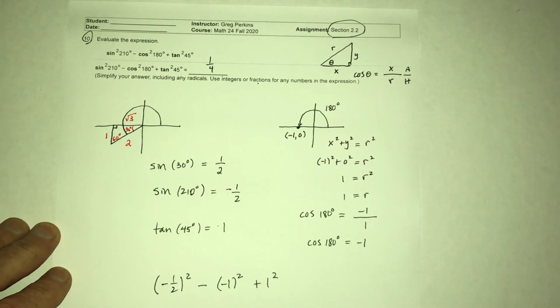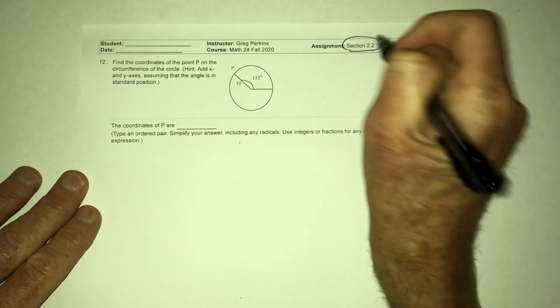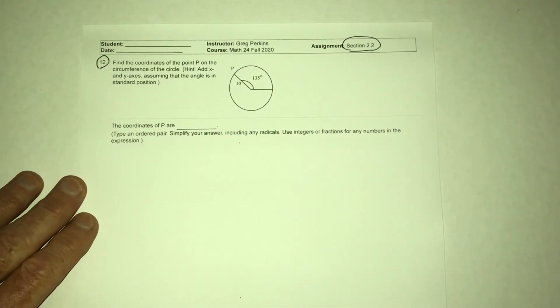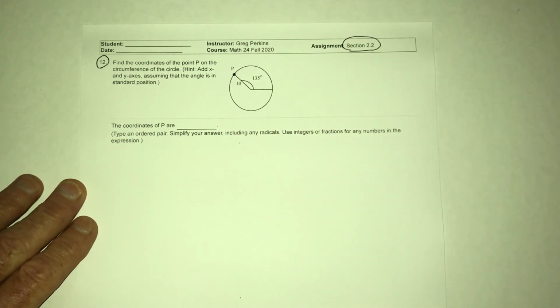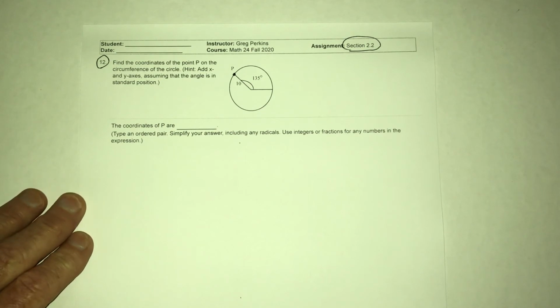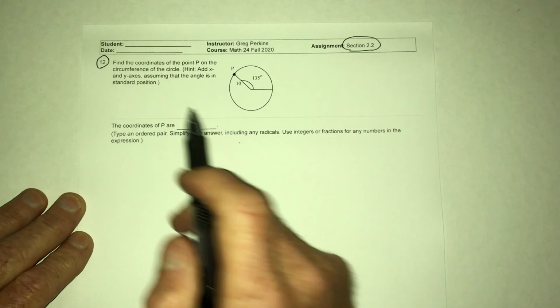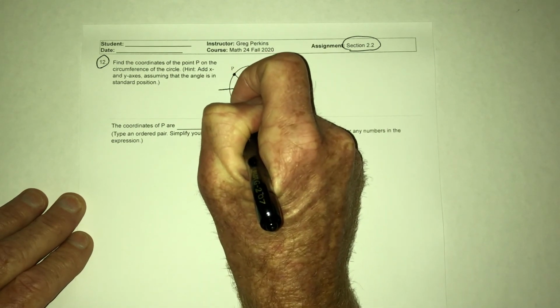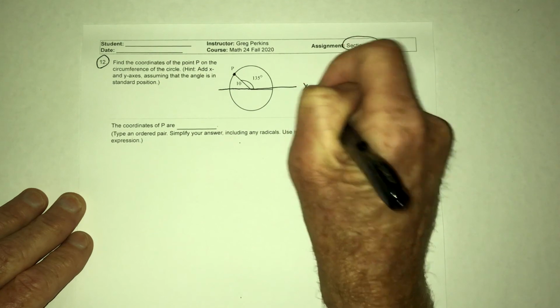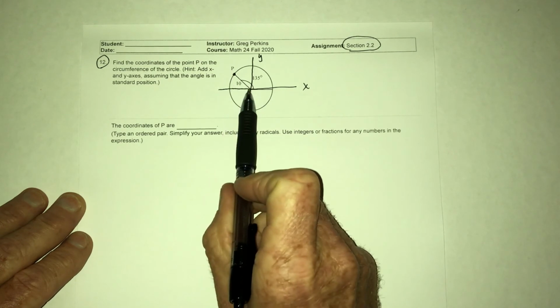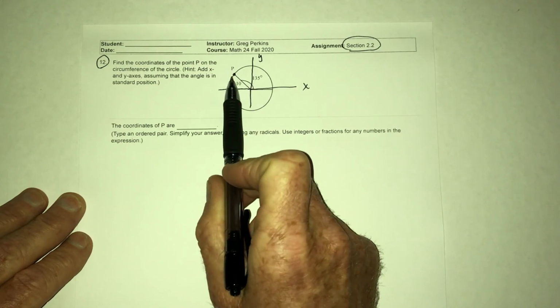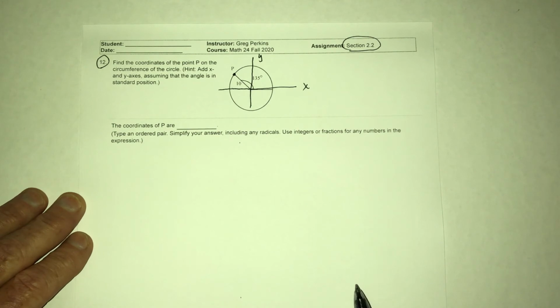Okay, then on to another one from that section. So section 2.2, number 12. They want to know what are the coordinates for this point P right there. Type an ordered pair. So add an x and a y axis. They're basically saying make this the x axis and this the y axis. And then what point is that? So it would have to be that x is negative and y is positive. But what are the actual numbers?